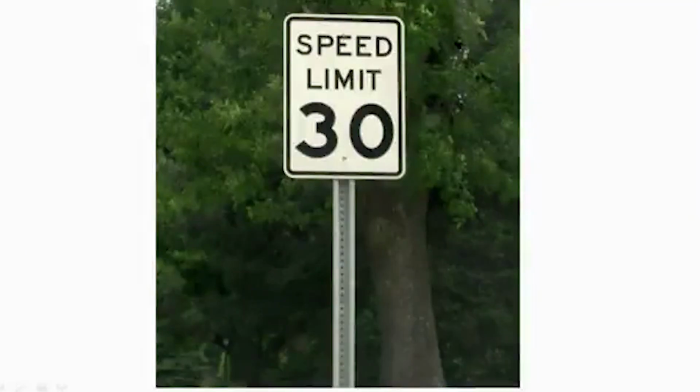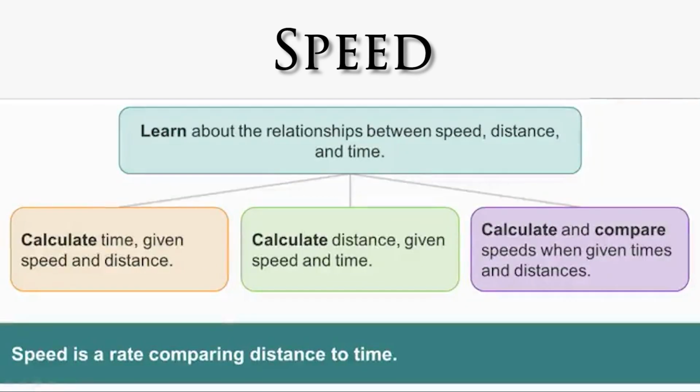Let's look at our lesson question. How can you solve problems about speed? You have learned how to solve for time or distance. You have also learned how to find and compare speeds of different objects. Let's look at our lesson goals and key concepts. Our main lesson goal is to learn about the relationships between speed, distance, and time. Now, in order to achieve this goal, first, we learned how to calculate time given speed and distance. Second, we learned how to calculate distance given speed and time. And third, we learned how to calculate and compare speeds when given times and distances.